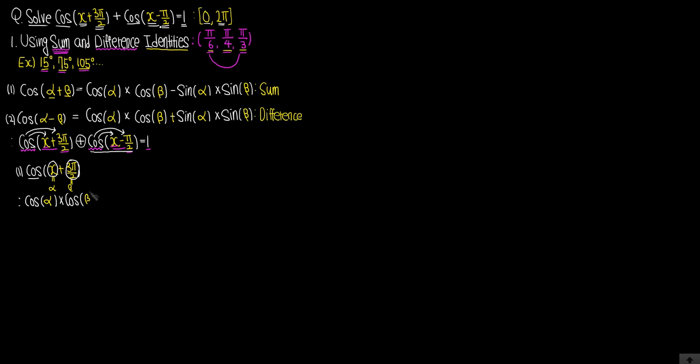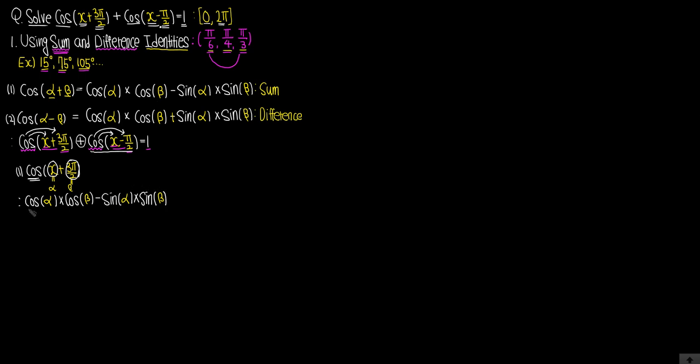All of that minus, because we're dealing with the sum identity for a cosine, the sine of the first angle rotation, which is alpha, times the sine of the second angle rotation on the unit circle, beta. All you have to do is simplify this value to solve for the answer.